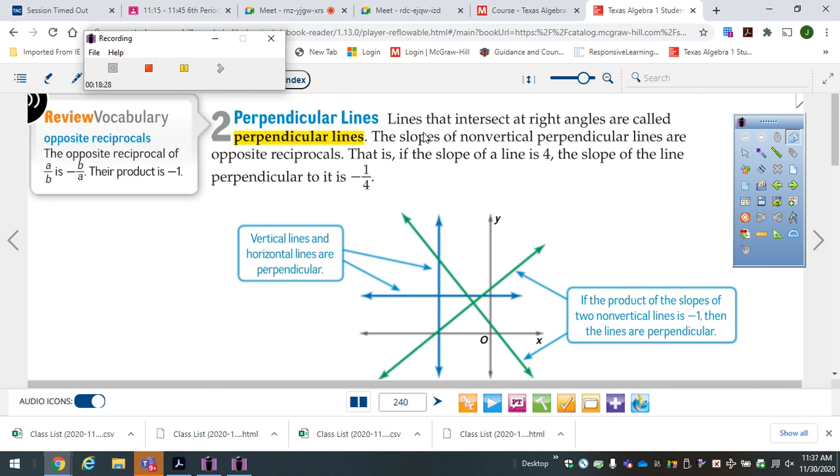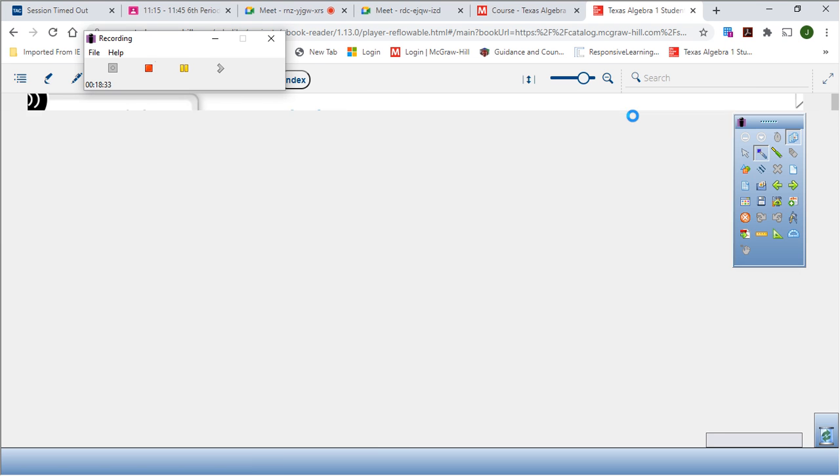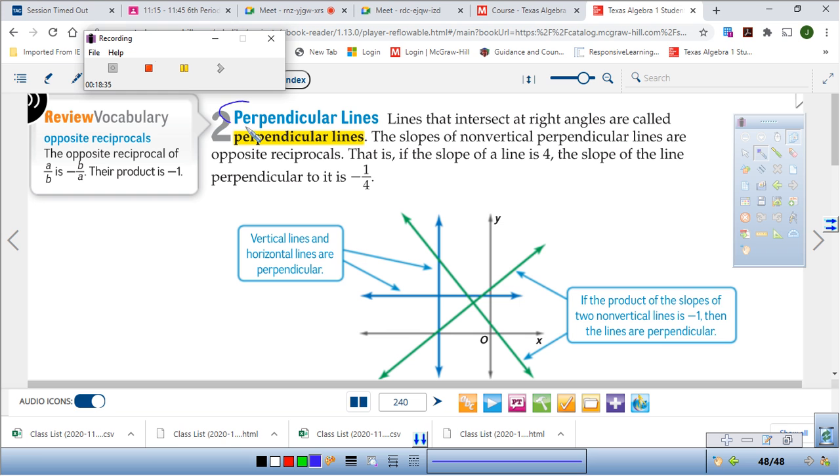Now, perpendicular lines, guys. Lines that intersect at right angles. So you better associate these things. Understand these two things forever now. Perpendicular, right angles. So if I say these two lines are perpendicular, that means they meet at right angles. If I have two lines like this, and I know they meet at a right angle, then that means they're perpendicular. You got it?